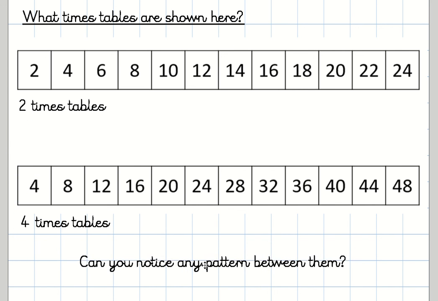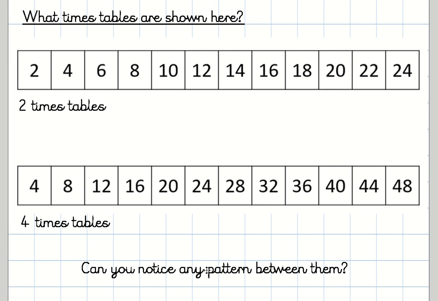What I want you to think about though is have a look at it in a little bit more detail. Is there anything you can notice about the pattern between the 2 times tables and the 4 times tables? To give you a little helpful hint, have a look, for example, at 4 times 2, which is 8, and then have a look at 4 times 4, which is 16. We could have a look at 2 times 10, which is 20, and then have a look at 4 times 10, which is 40. Is there anything you can notice between these 2 numbers?